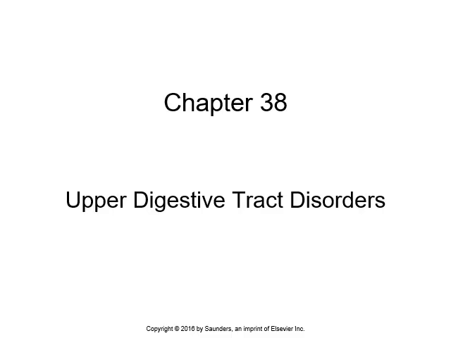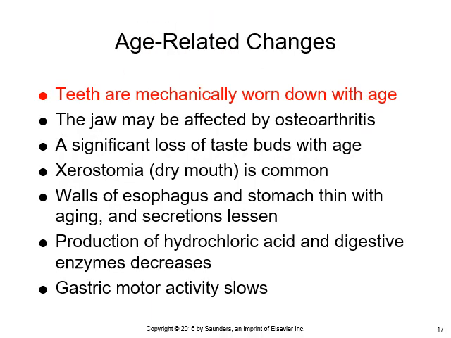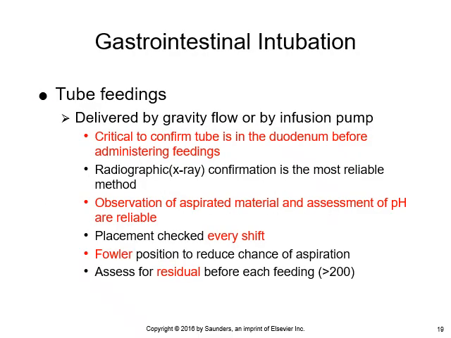All right, now we are moving forward to chapter 38, which is the upper digestive tract disorders. The upper digestive tract starts in the mouth to the pharynx to the esophagus and then the stomach. That is the upper digestive tract. Age-related changes, we already went over that. We already talked about the gastrointestinal intubation, which is the G-tube feedings. And this tube feeding is delivered by gravity flow or by infusion pump. And again, it's critical to confirm that the tube is in the correct place.